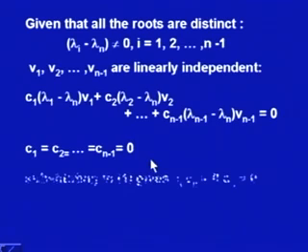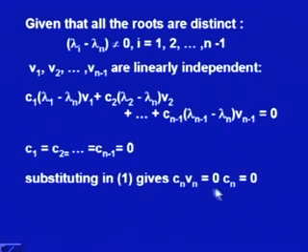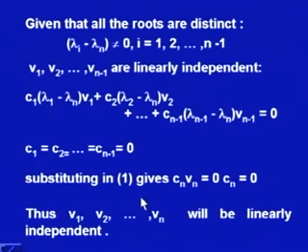So, when we substitute these values in 1, we have the expression Cn Vn equal to 0. Vn is not 0, it is given to us, it is a non-zero vector. So, Cn equal to 0 is the only alternative. So, we have obtained a linear combination which is 0 only when C1, C2 up to Cn are all 0, and that proves that V1, V2, up to Vn are linearly independent. So, if we have n distinct eigenvalues, then the corresponding eigenvectors will be linearly independent. So, this was the theorem.